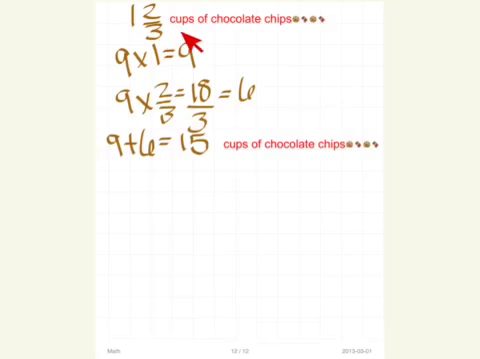1 2/3 cups of chocolate chips. I'm going to use the 9 batches multiplied by 1, which will equal 9. 9 batches multiplied by the 2/3 will equal 18/3, which is an improper fraction, which will equal 6. 18 divided by 3 is 6. 9 plus 6 equals 15 cups of chocolate chips.